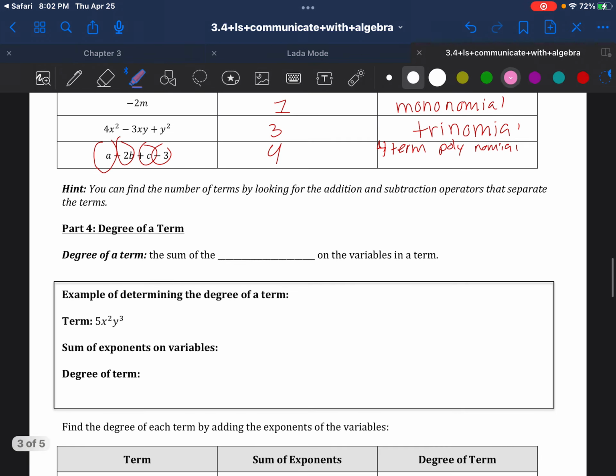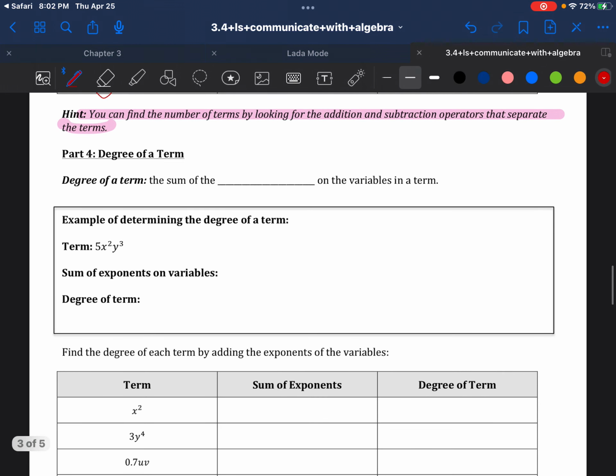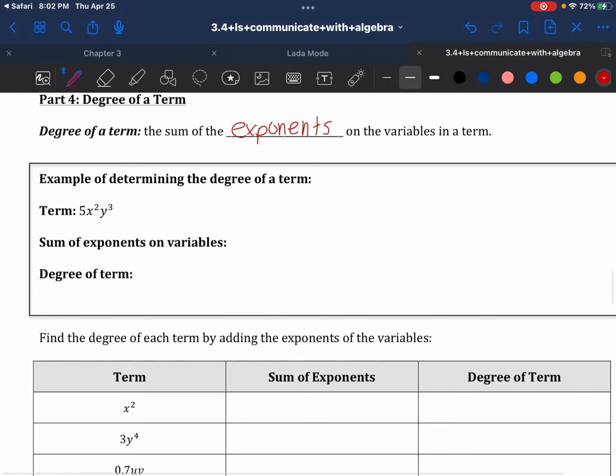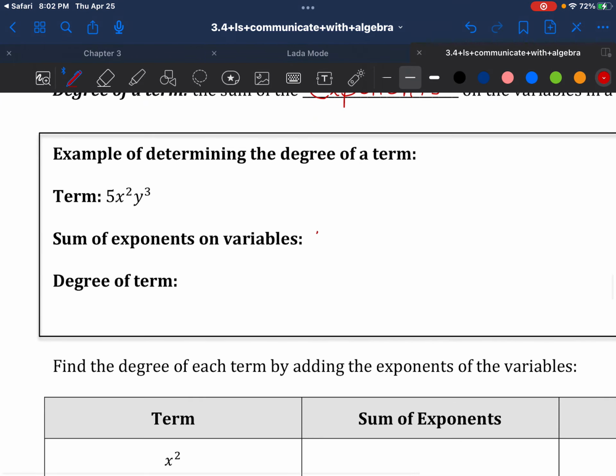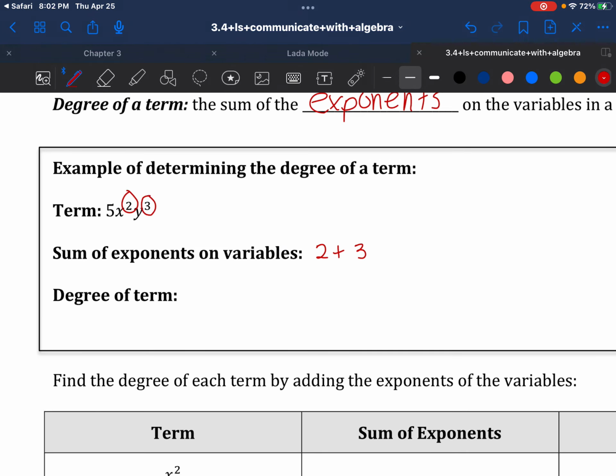This is a good hint. You can find the number of terms by looking for the addition and subtraction operators that separate the terms. Yeah, good thinking. Okay. So, the degree of a term is the sum of the exponents on the variables in a term. Example of determining the degree. Okay, so the degree is the sum of the exponents, so this one plus this one, so the degree is 5.